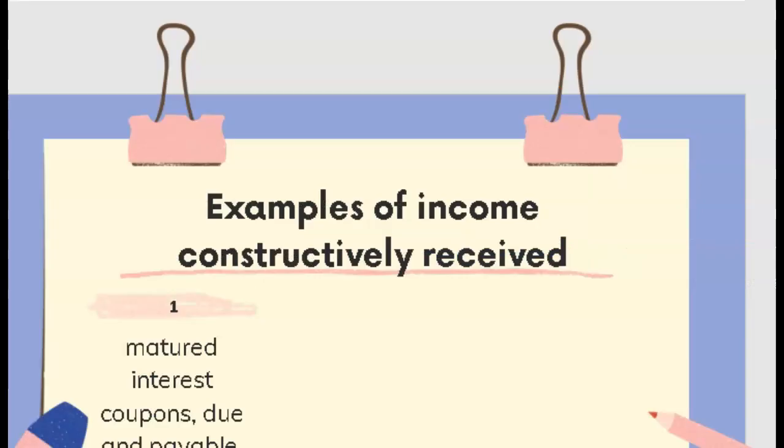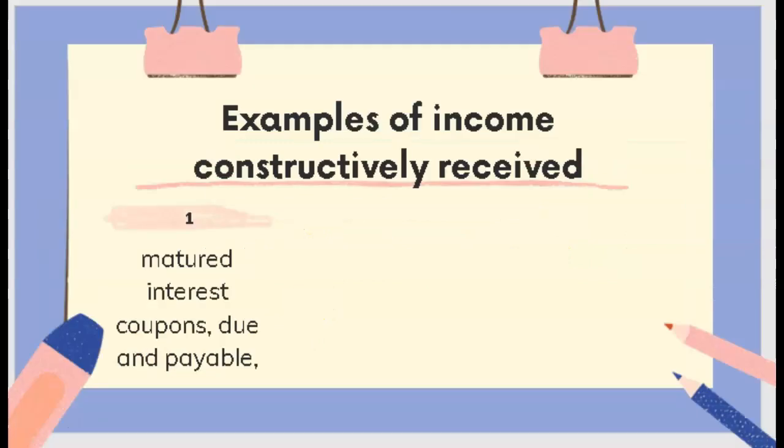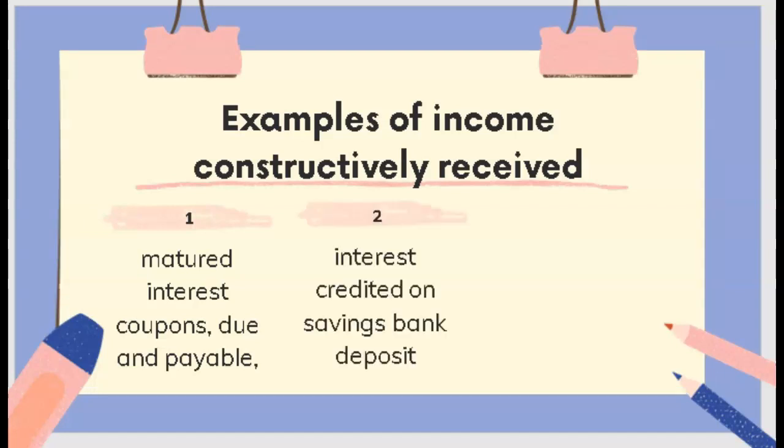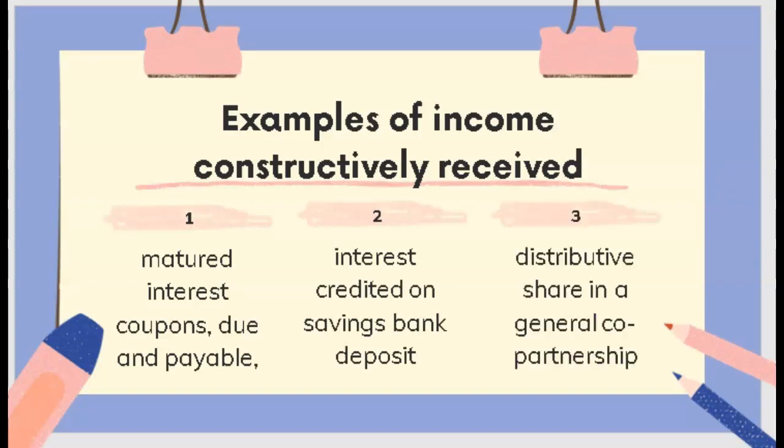Examples of income constructively received are as follows. One, matured interest coupons due and payable not yet collected by the taxpayer. Next, interest credited on savings bank deposit and distributive share of the profits of a partner in a general co-partnership.